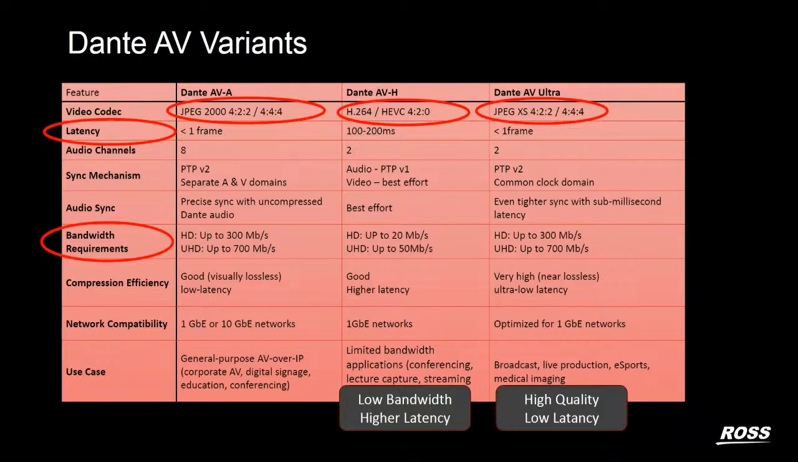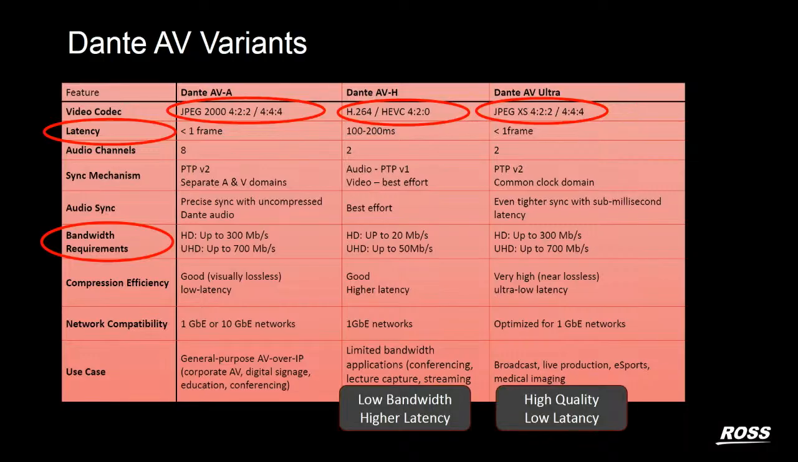Latency is also a big deal, but we're seeing less than a frame for AVA. So very good speeds there, and up to about 6-ish, 7 frames on AVH. And then bandwidth, again, notice how much more bandwidth this is taking up. So again, you think about your switches, your whole network infrastructure when you're talking about all these different variants, right?